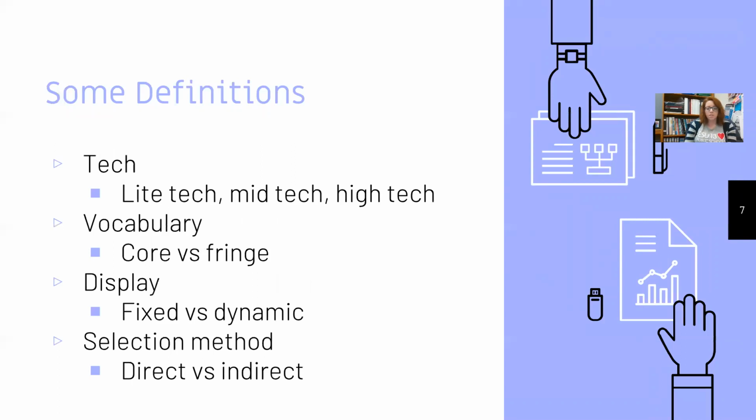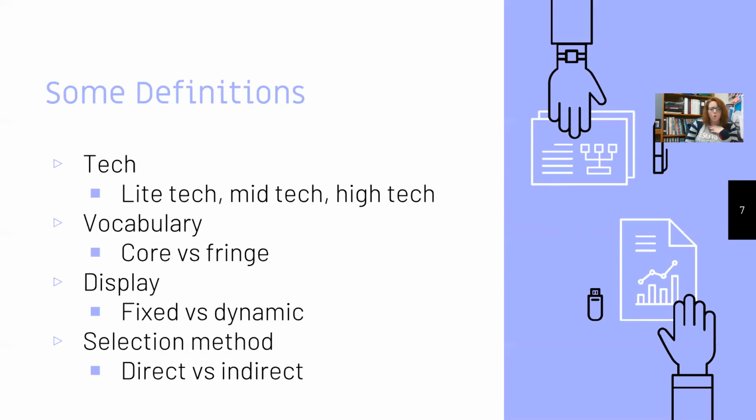When we're talking about the different kinds of tech, there are light tech, mid tech, and high tech. So something like a communication board, some picture exchange systems, things like that would be light tech, where you're not using a whole lot of technology to get it done. And on the opposite end of that are high tech devices, which are your speech generating devices, maybe using a computer, using a tablet, using eye gaze, things like that. So a range of technology goes into AAC.